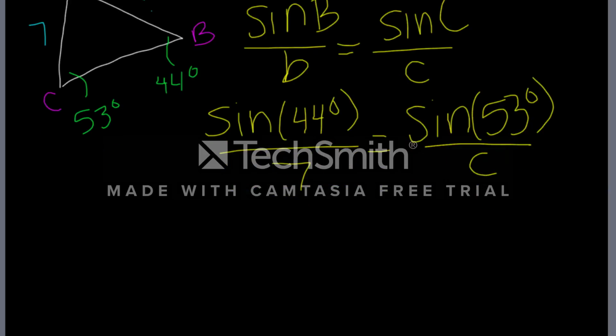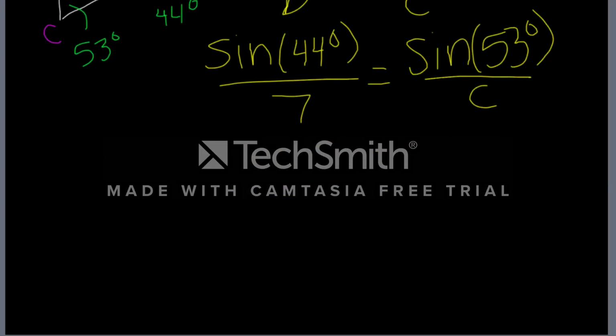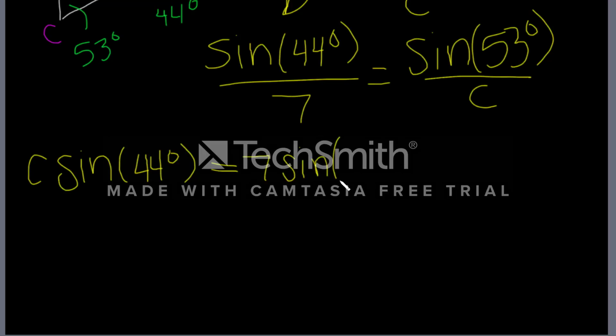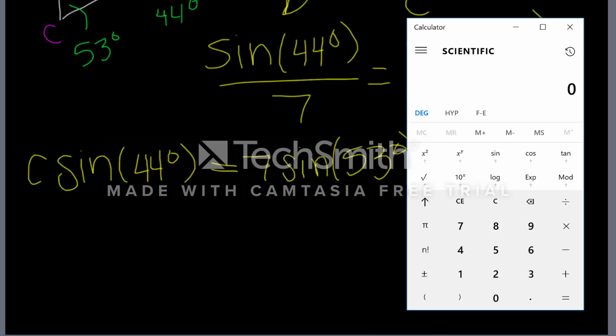So the next logical step would be to cross multiply. So C times the sine of 44 degrees equals 7 times the sine of 53 degrees. And then from there you can go ahead and use a calculator and solve for C.